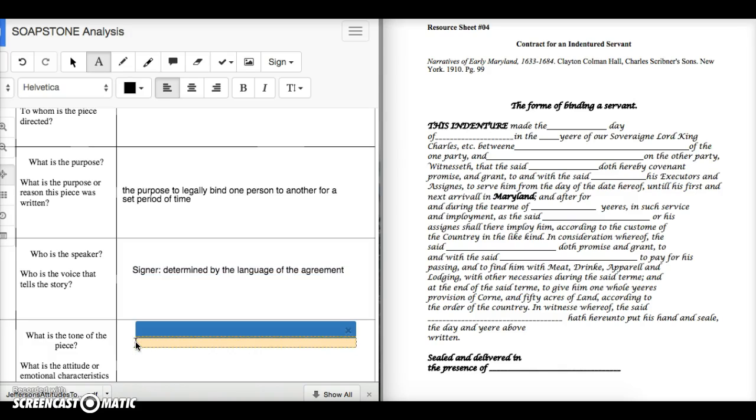All right, the last part of this has to do with tone. And tone is going to be one of the more challenging aspects of analyzing a document. It's challenging because you're trying to figure out what mood the writer was in at the time they created it. So for the purposes of this is just a form. Indentured servitude was not an uncommon occurrence. So the tone of this piece is just businesslike and matter of fact.